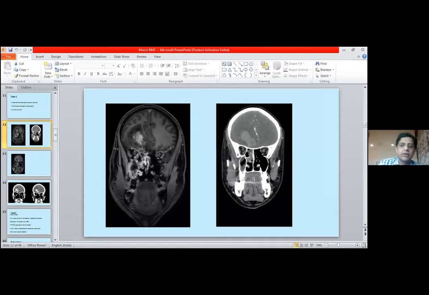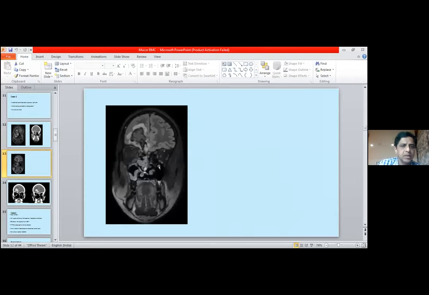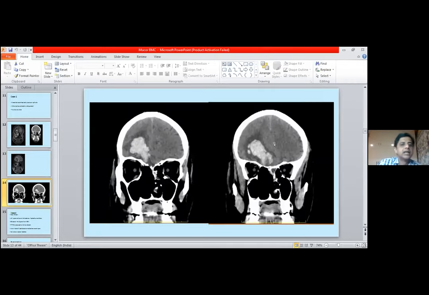CT scan is useful because the floor of the orbit and the ACF base are clearly seen, so we'll know whether there is any breach in this area. Again, this is another coronal section which shows the bleed in the cranium. When we reviewed all the scans, we found that probably the fungus was not entering into the brain. It was some bleed secondary to some small vessel block, ethmoidal artery block or venous obstruction. So we decided not to touch the intracranial bleed because he was conscious.